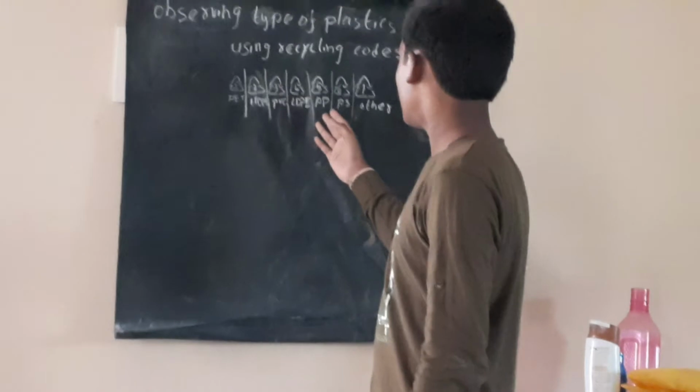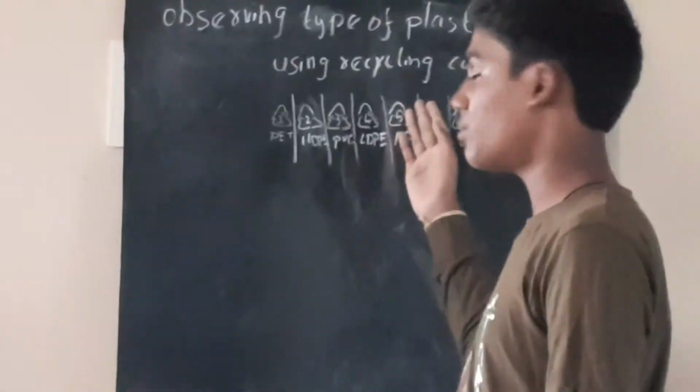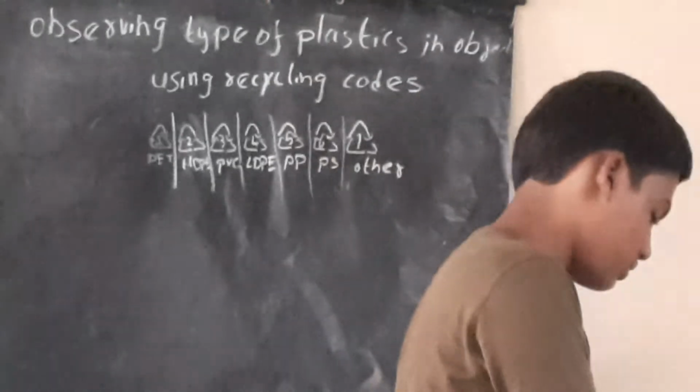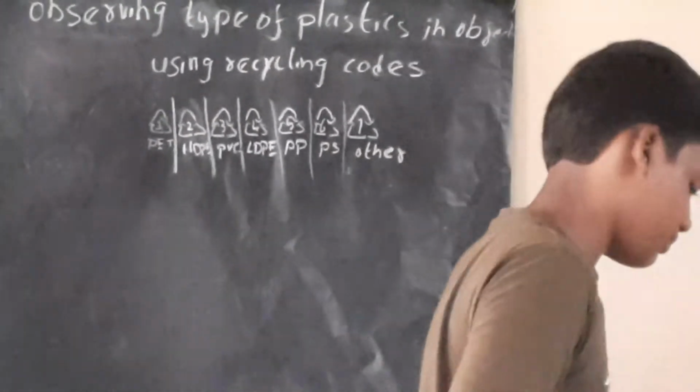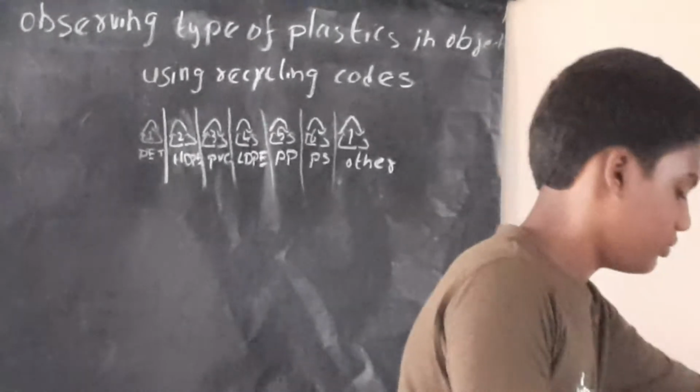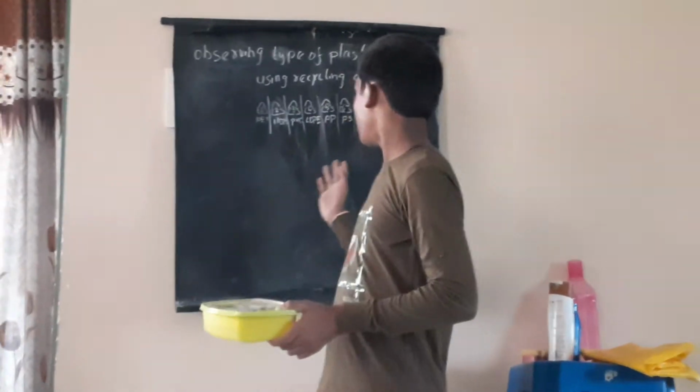Now we can discuss PP, polypropylene plastic. The symbol is 5. This is a lunch box. So we can observe here whether the symbol 5 is there or not. Here you are observing the symbol 5 and down PP. So this lunch box is PP plastic. The symbol is 5.